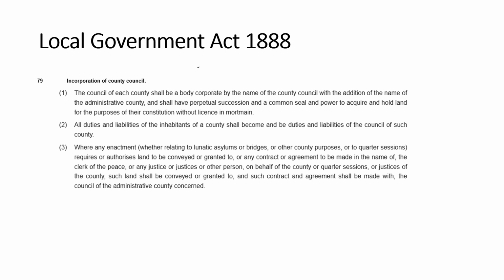So I would bring up the argument that if a corporation can't compel you to an obligation without some sort of an agreement or contract, then how can the local government do it? And then the other thing it says under 79 sub 2, all duties and liabilities of the inhabitants of the county shall become duties and liabilities of the council.